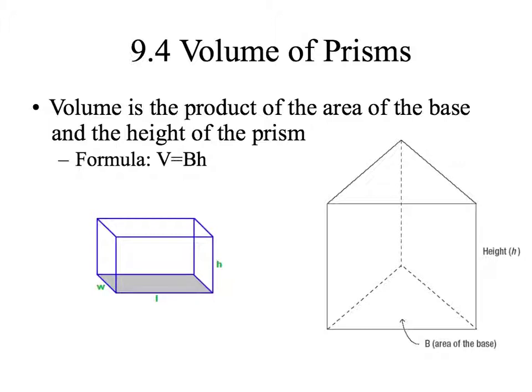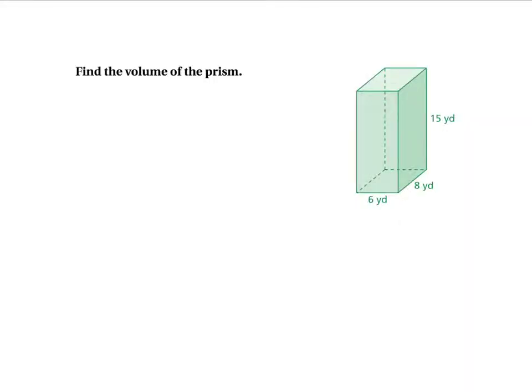it by the height. In this case, I would multiply length times width to find the area of that base, and then I would multiply by that height. So I'd multiply these three together. A little different with a triangle. I'd obviously have to use the formula for the area of a triangle, and then when I find the area of that, I'd multiply by the height, and I would be done. Let's go ahead and put that into action.